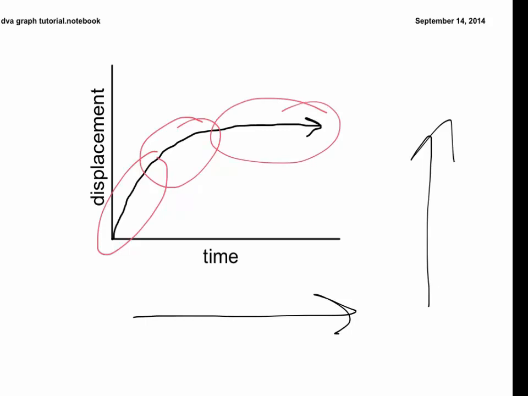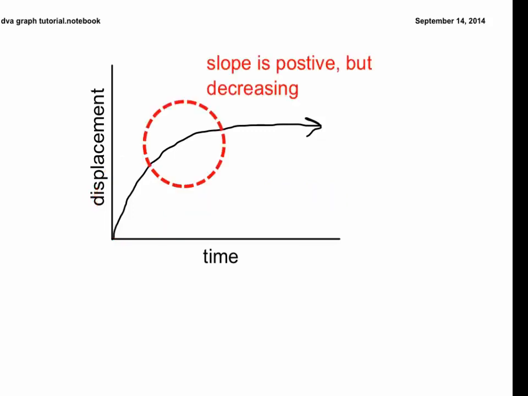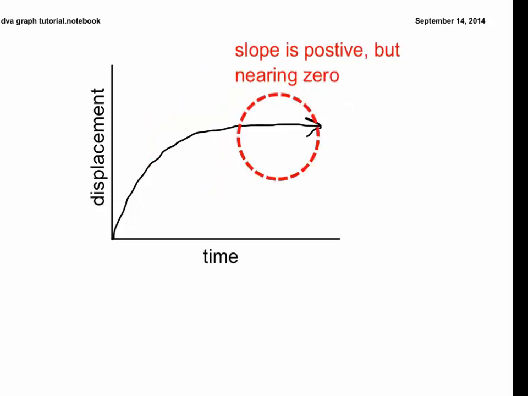You should notice that early on, it's a very steep, large, positive slope. As time progresses, notice that the slope is still positive, but it's not quite as big as it once was. And at the very end, the slope is also positive, but it's almost flat. It's almost 0. Remember, the slope of this curve is the velocity, pardon me.